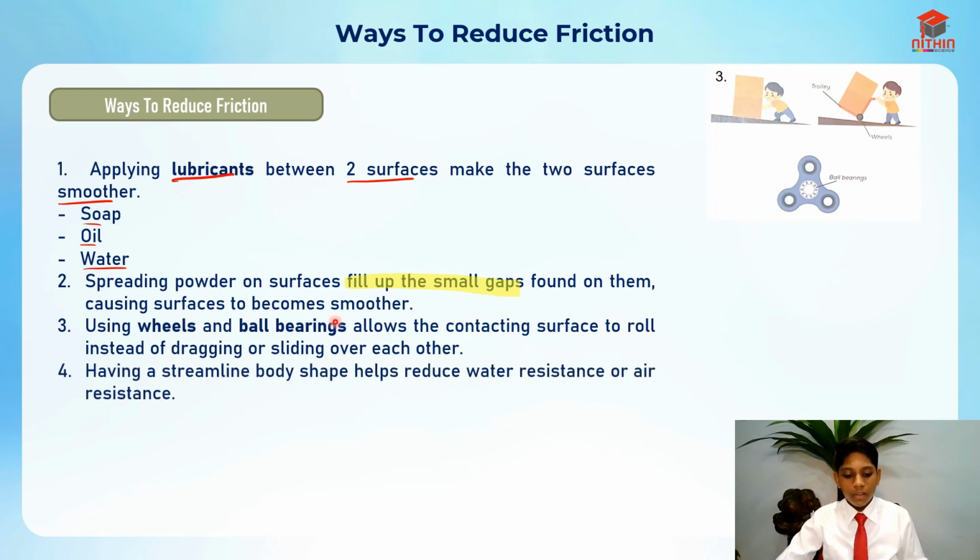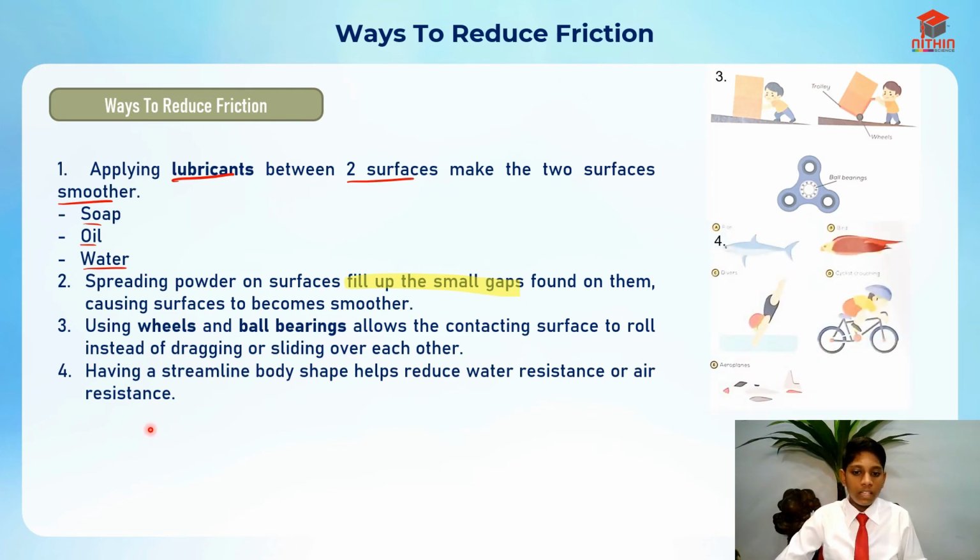So next we have, having a streamlined body shape helps to reduce water resistance or air resistance. Basically the shark over here has a streamlined body shape, and thus it can move through water really fast, because it reduces water resistance. And the bird over here has a streamlined body shape when it's flying. This actually reduces air resistance, and thus the bird can fly much faster.